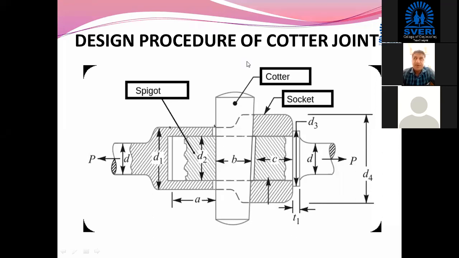For example, we are going to say small d is the diameter of the shaft which has been used on the spigot as well as the socket side. This diameter is kept the same because this shaft has to transmit the same pulling force as the other part. So this socket is the hollow part inside which this spigot is inserted.